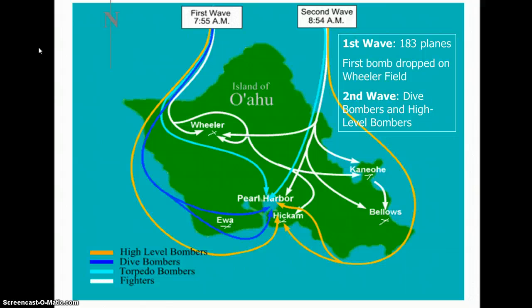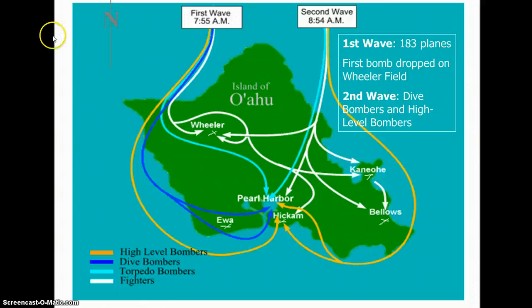So the Japanese thought they were going to be able to get rid of all of our fleet, especially our aircraft carriers, and they were not able to. Some of our ships were out at sea already practicing. You guys can put down the second wave of attack came at 8:54. And I want you guys to put down for both those attacks, where were the targets and why.